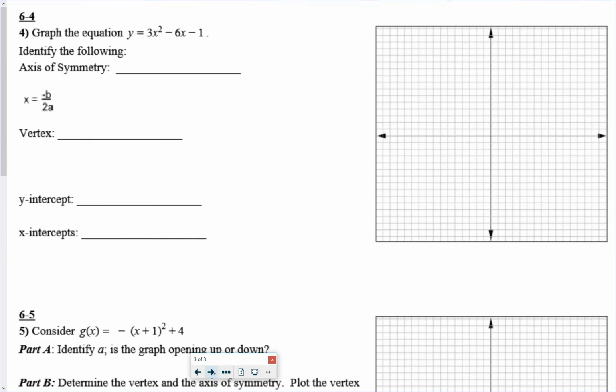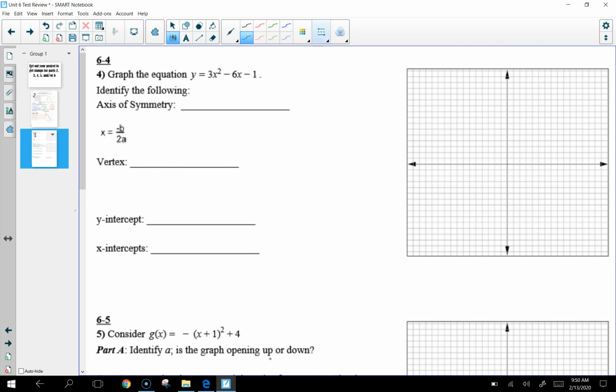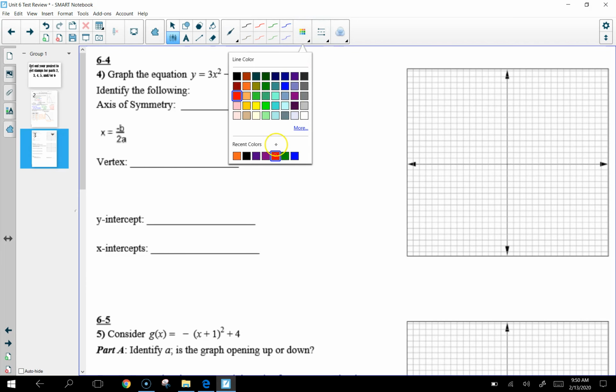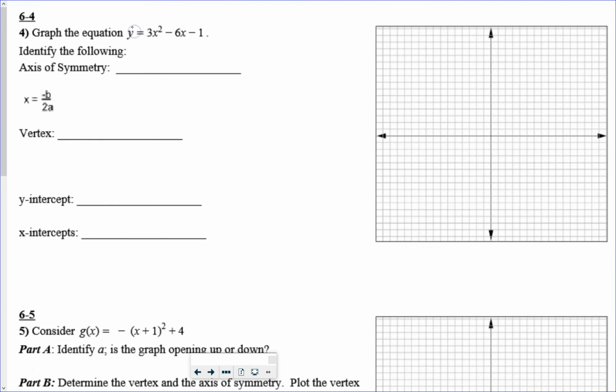All right, moving to the back, 6-4. We want to graph the equation 3x squared minus 6x minus 1. I'm going to go ahead and figure out my a's, b's, and c's, because I'm going to need them. A is 3, b is -6, c is -1.